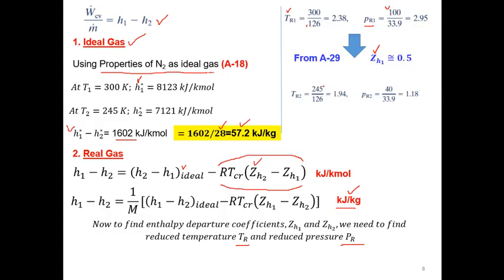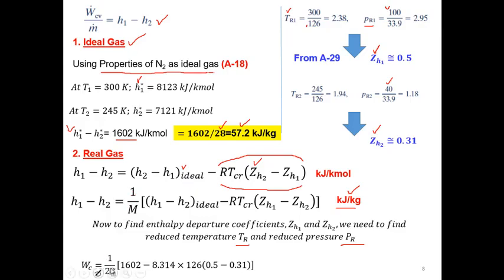Similarly, for state 2, we can get TR2, the reduced temperature at state 2: the given temperature divided by the critical temperature. Similarly, for reduced pressure at state 2, the given pressure is divided by the critical pressure. So if we know the reduced temperature and reduced pressure, we can get ZH2, the enthalpy departure coefficient at state 2, again from the figure A29 that was explained in our previous class.